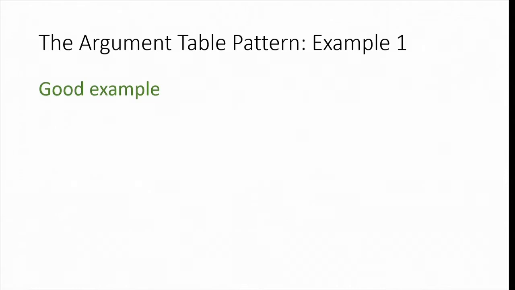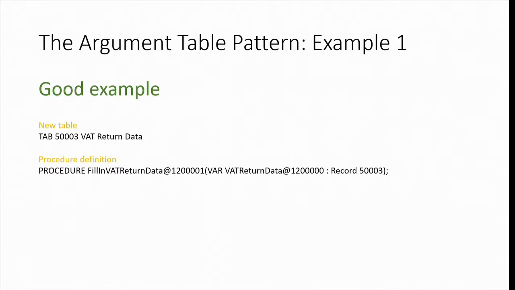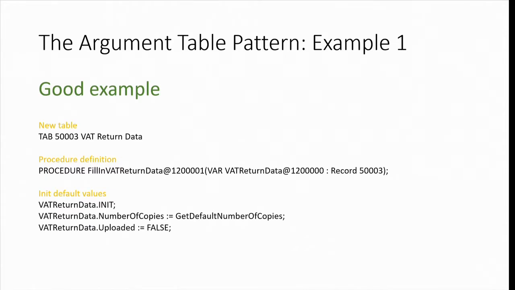So how to make it better? First, you make a new table. Here it's called the VAT return data. Then the function signature will be much simpler. It just gets this table. Bonus: before calling this function, you can now assign default values into the fields of the table. For example, I want the number of copies for this VAT to be 1 by default. And uploaded is false anyway, but that's an example. And then you call the function simply by using the table name.